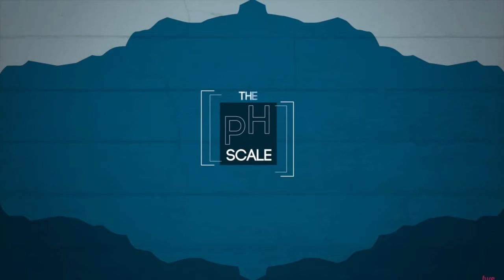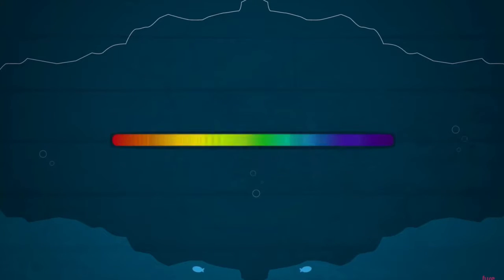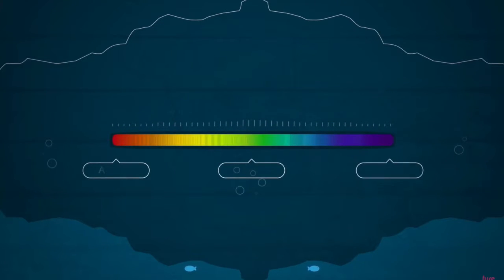As a refresher, pH is the power of hydrogen, which measures how acidic or basic a solution is. A solution with a pH below 7 is considered acidic, while a solution with a pH above 7 is considered basic. A solution with a pH of 7 is neutral.